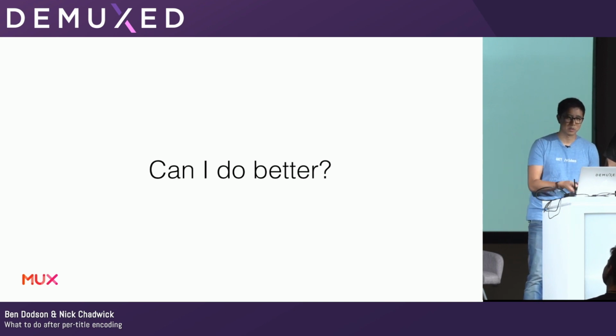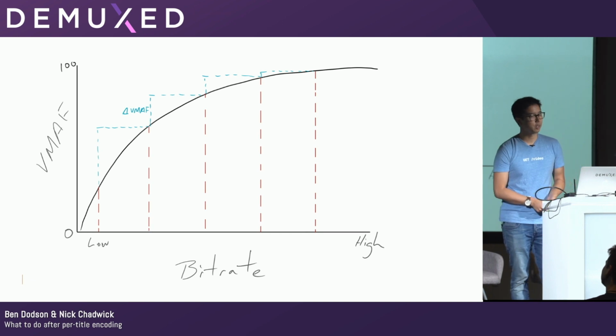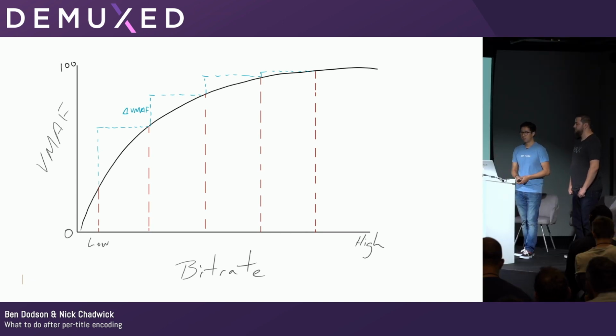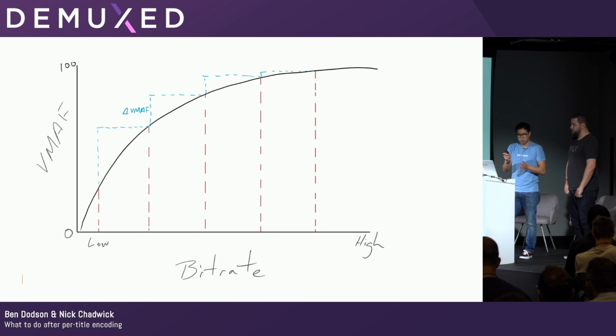So what are some problems with dividing it up equally like this? Well, for one, your VMAF jumps in between renditions are going to be equal. So that's going to lead to kind of quality smoothness issues. So you could shift the renditions so VMAF jumps are more equal.